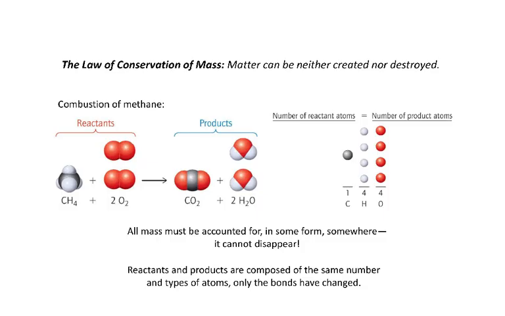And this gets to the law of conservation of mass. It simply states that matter can be neither created nor destroyed. So what this means in our context is whatever you start with, all of the atoms involved have to still be there at the end. They can be rearranged, with new bonds, but things don't disappear or come from nowhere.